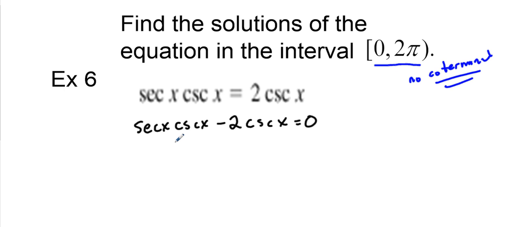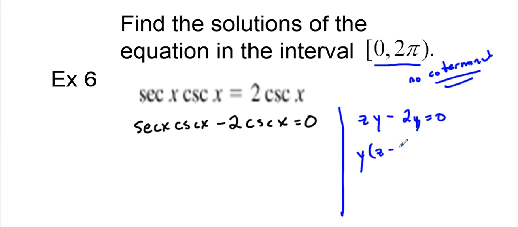Now from here, I sing a little song to myself: one of these things is just like the other. What can we factor out? If you're not catching that, it would be like, for example, if I had z times y minus 2y equals 0. Here's a y. What can I do? Well, I can factor out y, and I'll have y times z minus 2 equals 0, and I would solve.